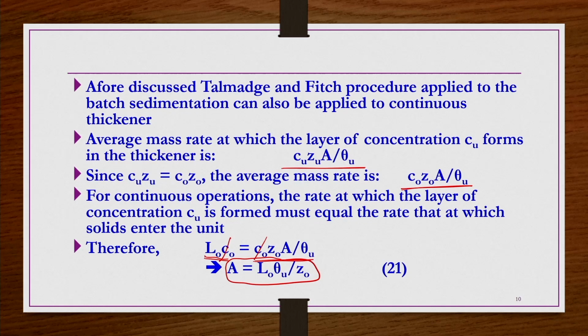Theta u is nothing but the time required for the interface to decrease from Z naught to Zu height. So here also it is straightforward, only one thing is required, and that is theta u. This theta u you can get graphically by equation number 19 from the previous slide that we have seen. In the previous method we required the solid flux of the rate limiting layer. Here we need the time required for the initial interface to reach the Zu interface. If you know that theta u, you can calculate the area of the continuous thickener.